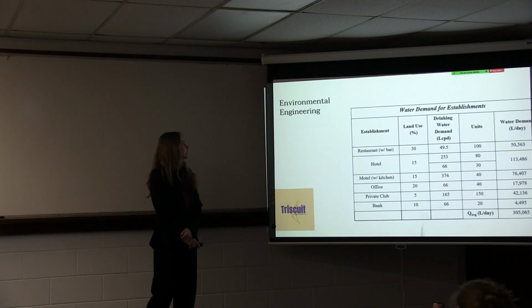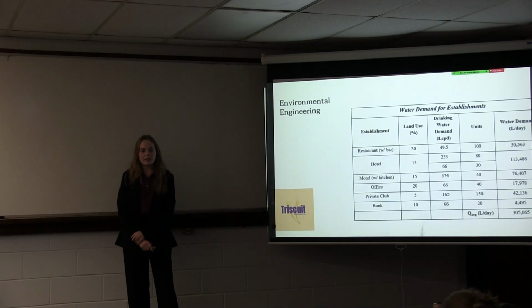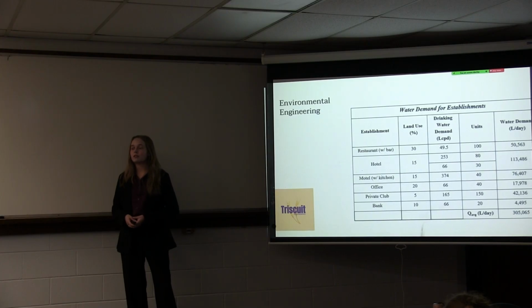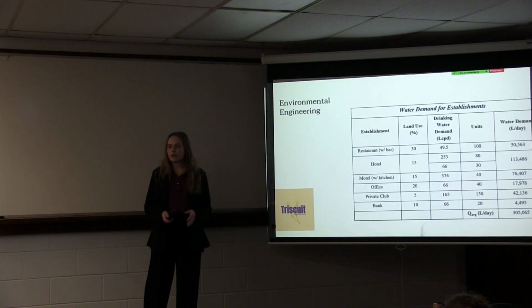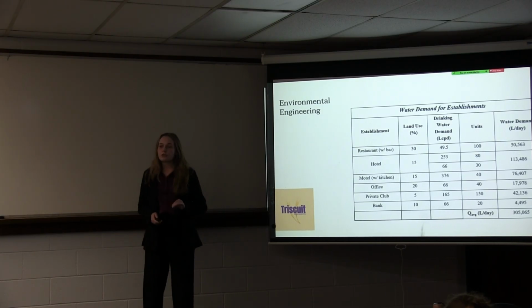So what I went ahead and did is I assumed what types of establishments are going to be on the site, and then I assumed a percentage of land that those are going to take up. And then I did my normal water demand calculations, and that brings me to about 80,000 gallons per day for the average flow rate. And this is my flow rate just for the establishments.